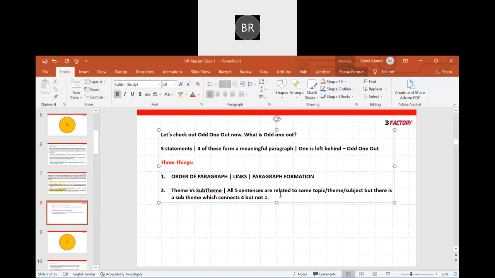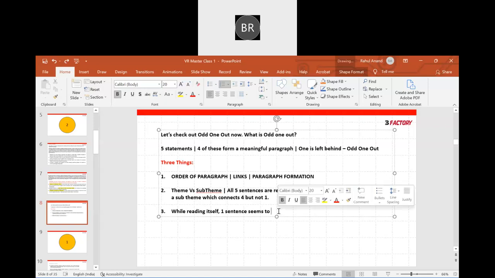Theek hai? I'll give an example. Dekhna. And the third way is, while reading itself, one sentence seems to be a bit out of place. The third is actually a subtype of the second one only.